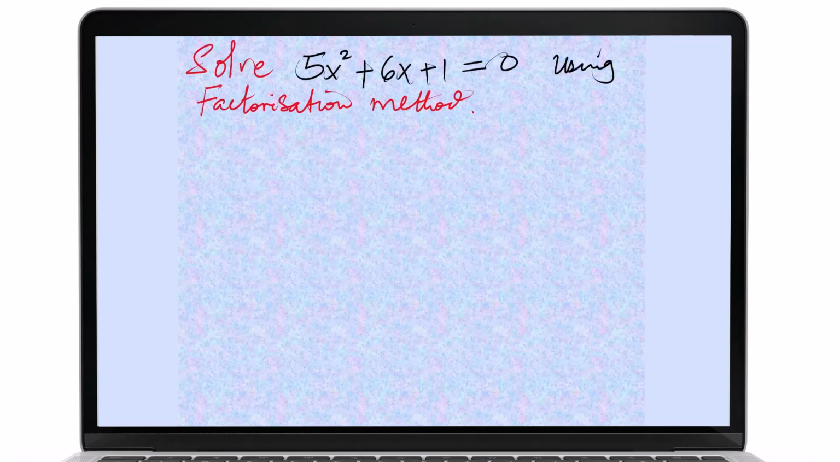Now, we can also try another example. Solve 5x squared plus 6x plus 1 is equal to 0 using the factorization method. To solve this one, I'll show you another method. Look at the coefficient of x squared, which is 5, and then look at the constant 1. Look for two numbers whose product is equal to 5 times 1, which is 5, and whose sum, when you add those two numbers, is 6.